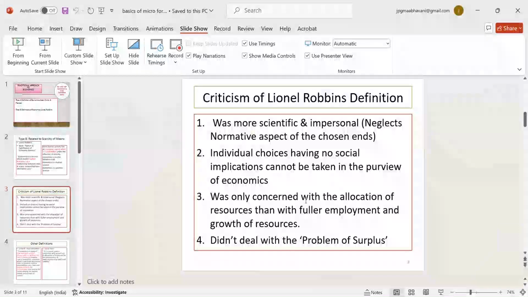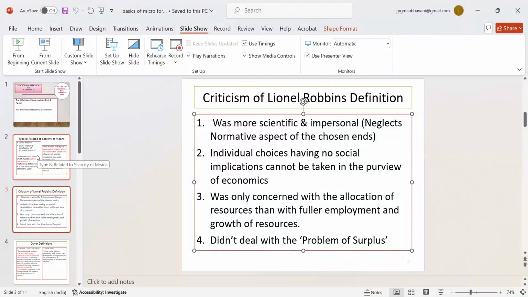Now, when Robbins speaks about economics being a study of human behavior, because the resources are limited and they have to fulfill the unlimited wants that we have, he was only concerned with the allocation of resources, how you are going to allocate that scarce resource. But then it is not only the scarcity of resources or the allocation of resources that has to be done just because the resources are scarce. There are two other problems also that are faced by all economies. One is fuller employment, and the second one is the growth of resources.